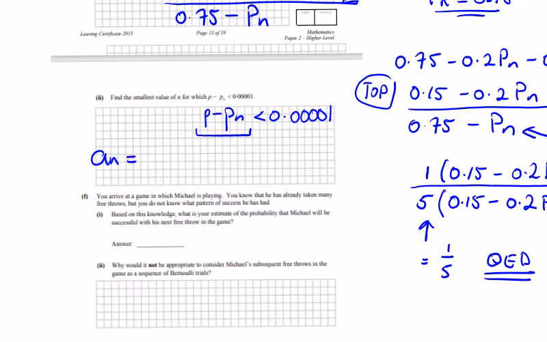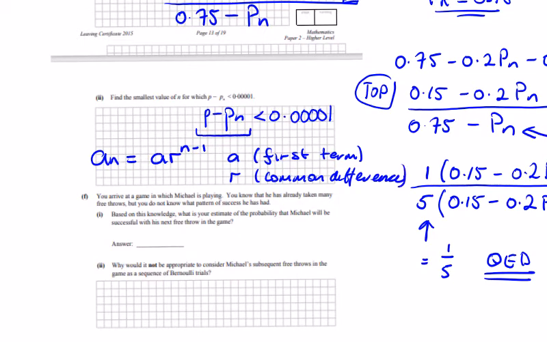An is a geometric sequence with a common ratio, and a geometric sequence can be written in the form A R to the power of n minus 1, where A is the first term and R is the common ratio. So we actually need A here. It's a bit of a jump to go back from P minus Pn to An to realize we actually need the first term here. And this is where this P minus Pn comes in. Because what is P?